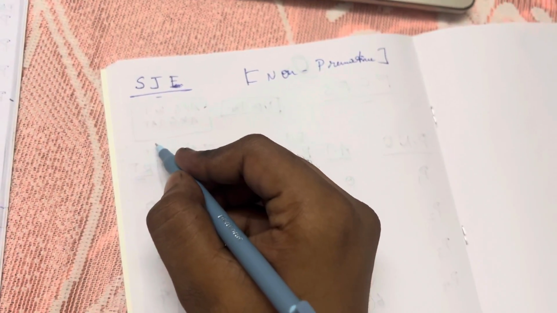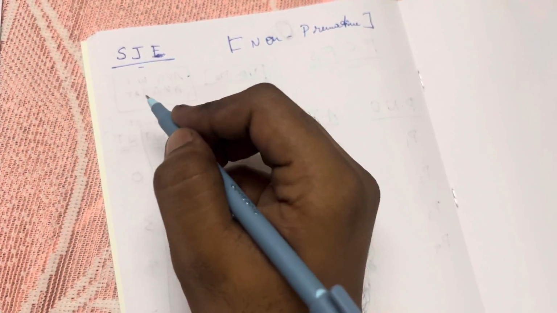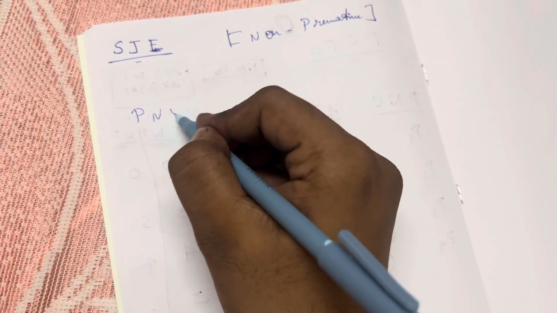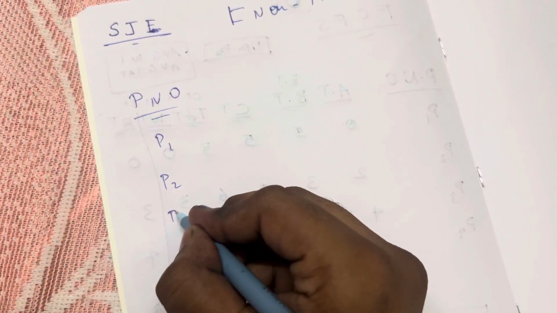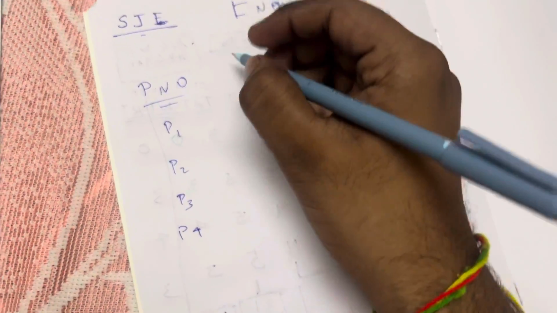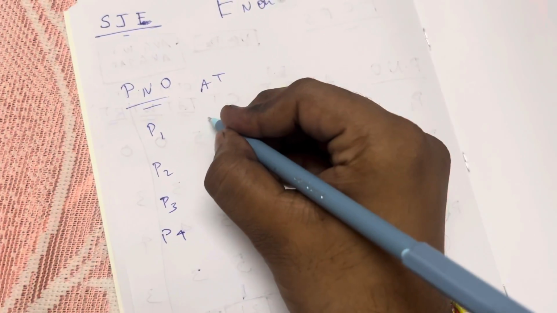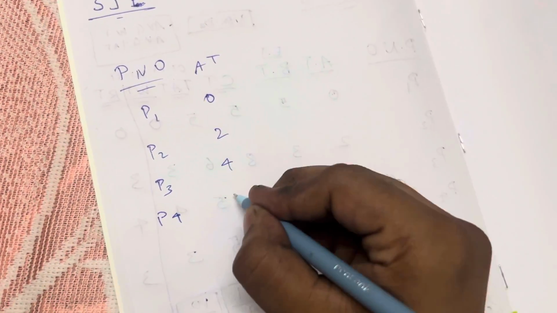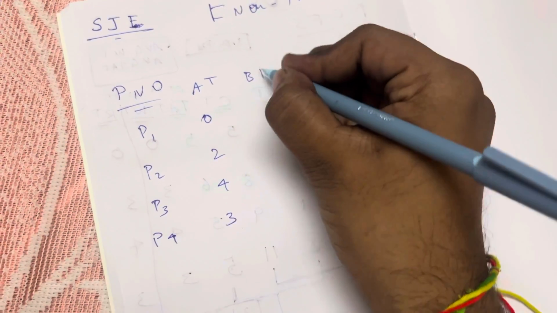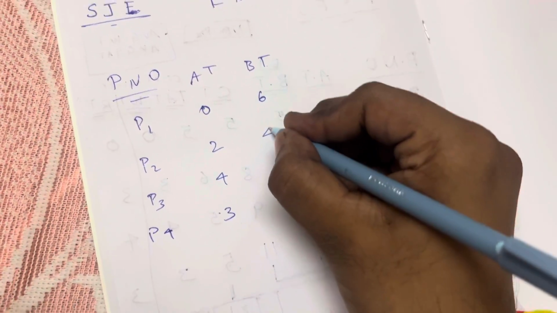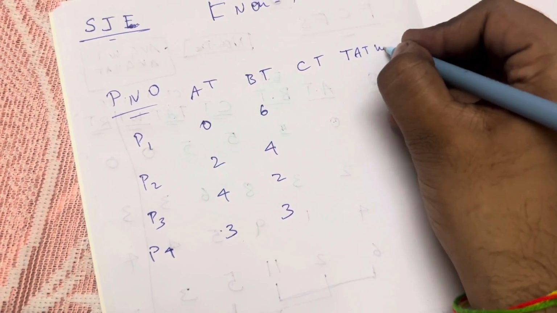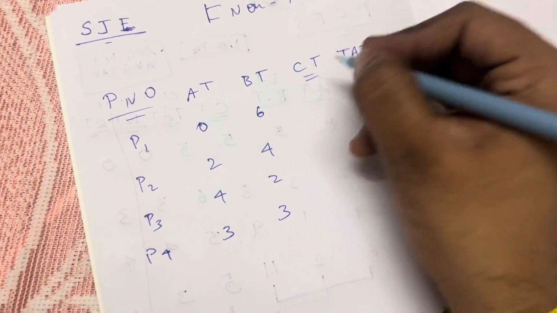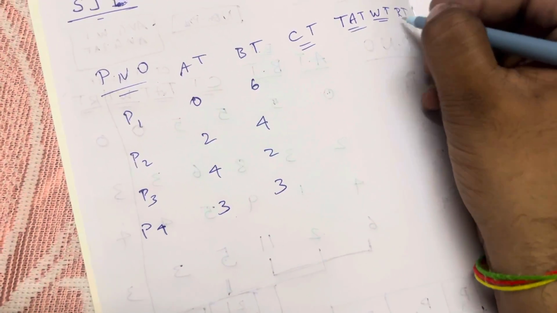So we have the same setup as FCFS, that is the process numbers P1, P2, P3 and P4, and let's take arrival times as 0, 2, 4, 3 and burst times 6, 4, 2 and 3. Now CT, TAT, WT and RT are all common.